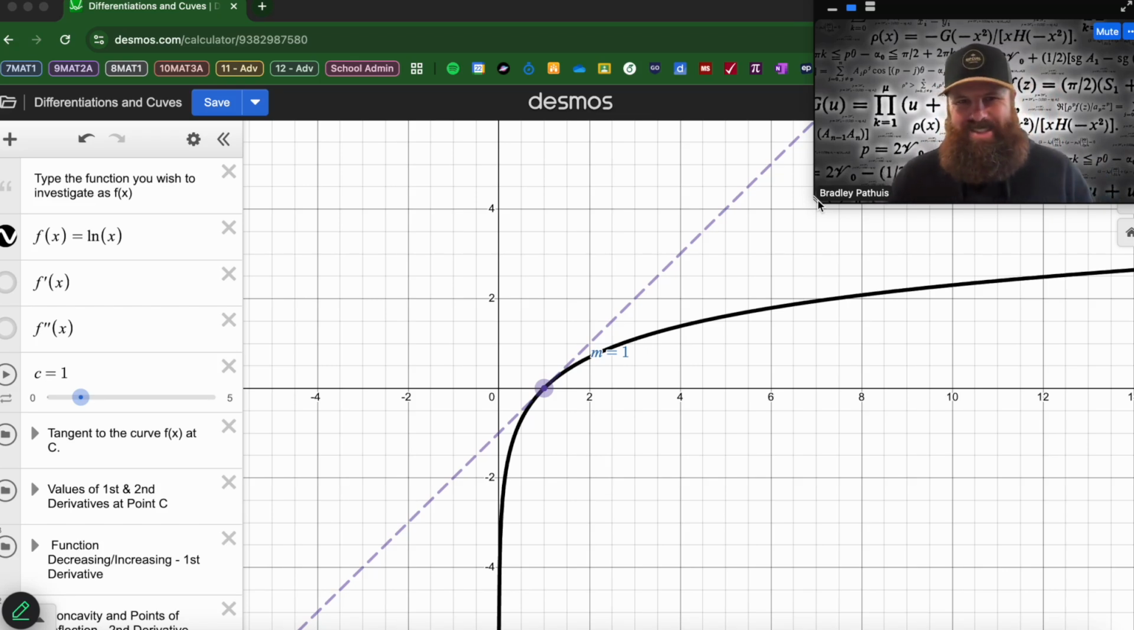Good morning, Year 11. Today in class you're going to be looking at differentiating e, and differentiating ln, or log base e, which is what ln stands for: log of the natural number.